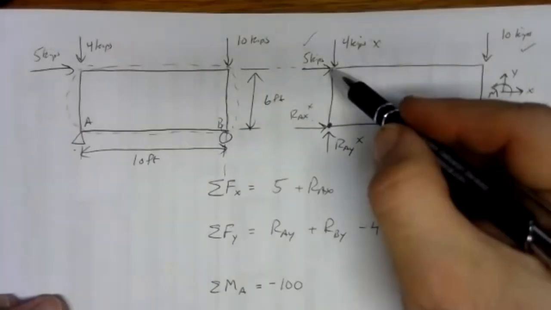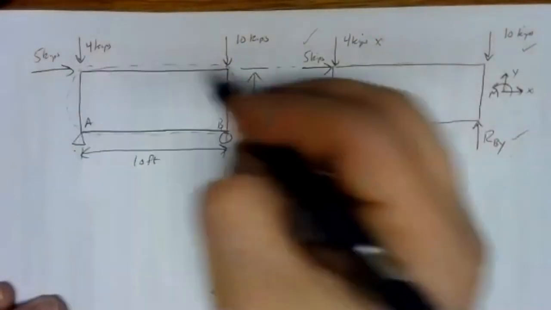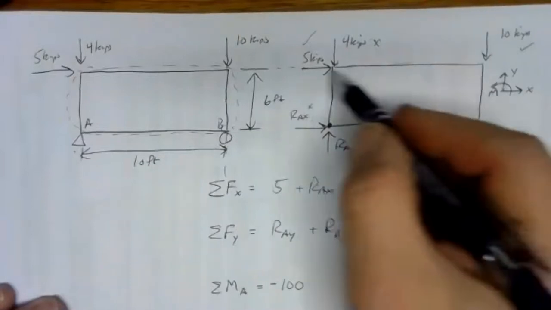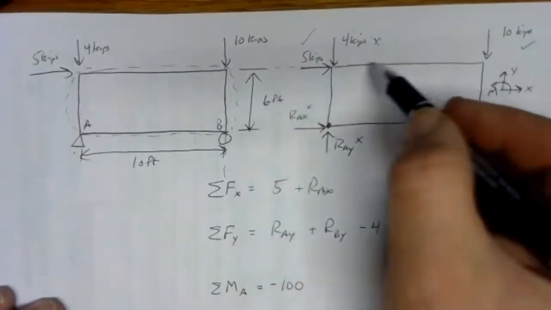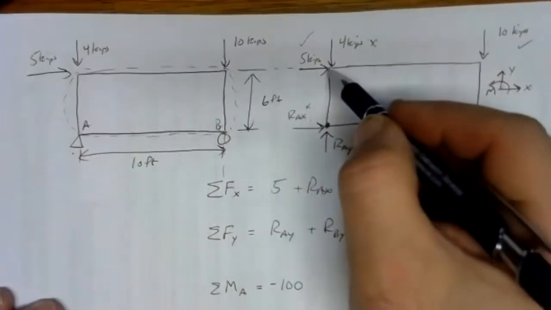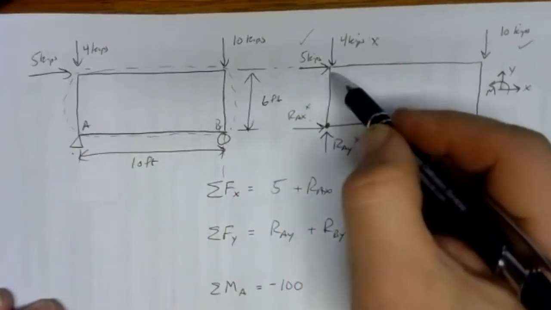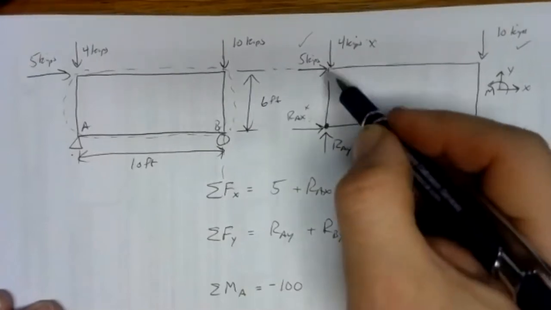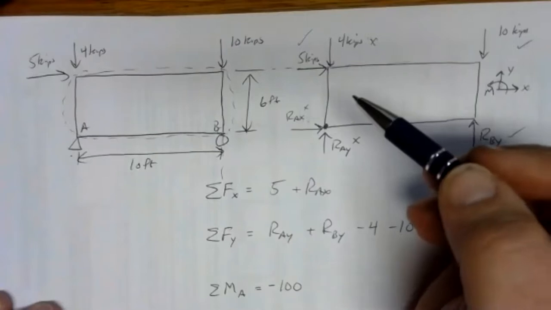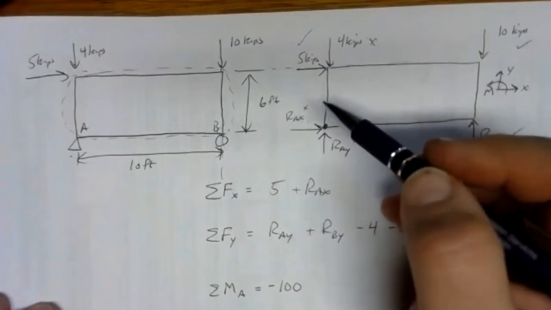Then we have this 5 kip force, same idea. Look at how close that arrow would get to A if it's put anywhere along its line of action. And the closest it would ever get is right where it happens to be, 6 feet away. So our arm is 6 feet, the force is 5 kips, so we have 6 times 5, 30 kip feet.